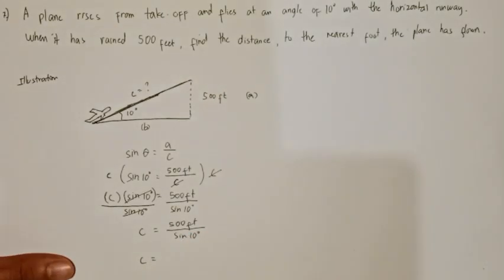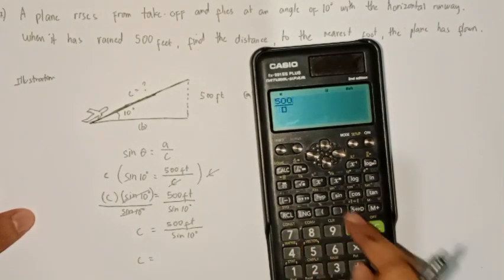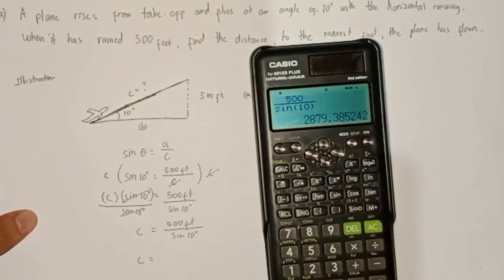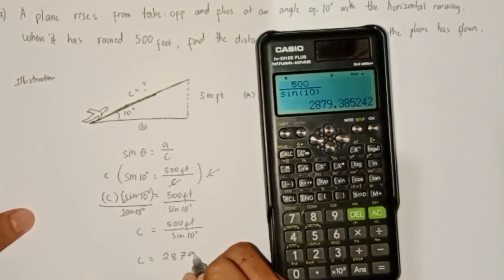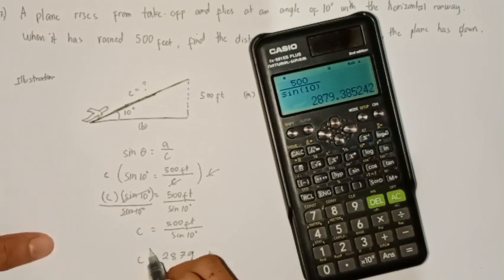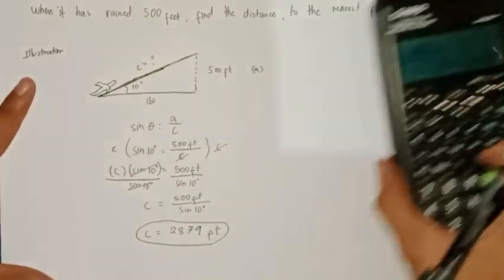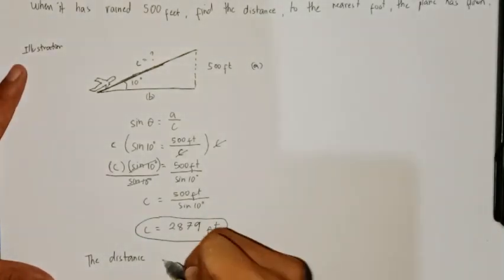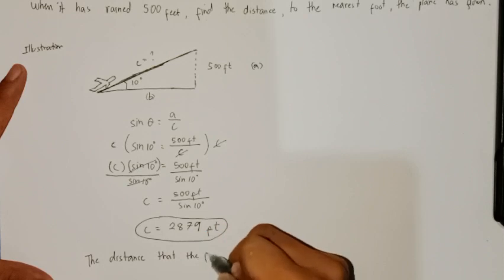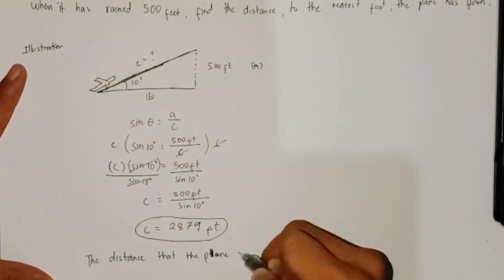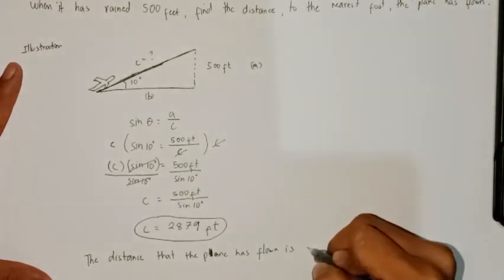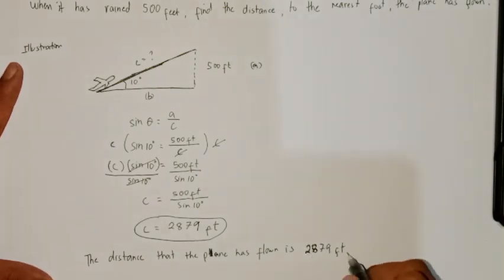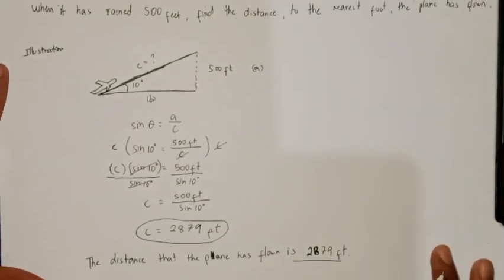So c is equal to, on the calculator, 500 feet over sine 10, which gives 208.79 feet. This is now the distance that the plane has flown. So we can conclude that the distance that the plane has flown is 2,879 feet. This is now our answer. That's all. Thank you.